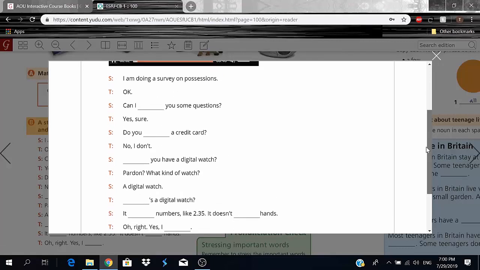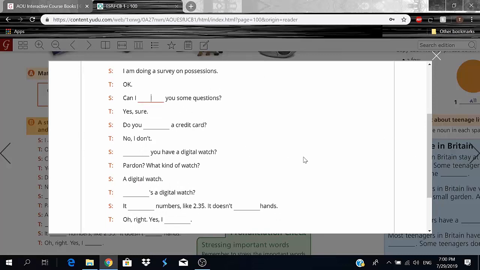109. Lesson 3. Vocabulary and Pronunciation. Exercise B. A student is asking questions. Listen and complete his conversation with a teenager. I am doing a survey on possessions. Okay. Can I ask you some questions? Yes, sure. Do you have a credit card? No, I don't. Do you have a digital watch? Pardon? What kind of watch? A digital watch. What's a digital watch? It has numbers, like 2:35. It doesn't have hands. Oh, right.